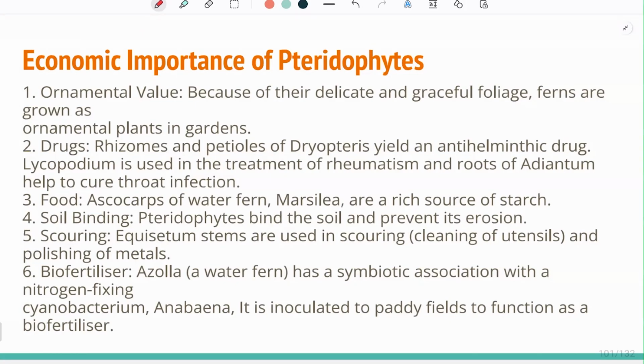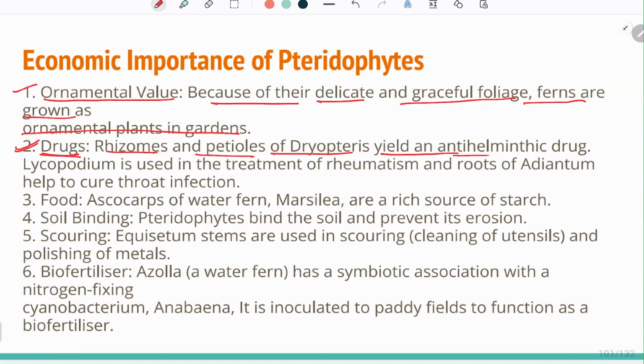And the second is that they are used as ornamental plants because their leaves are very beautiful. So the first one is ornamental plant. Because of their delicate and graceful foliage, ferns are grown as ornamental plants in gardens. So they are usually grown in gardens. Second, drugs. The rhizomes and petioles of Dryopteris yield antihelminthic drugs. Lycopodium is useful in the treatment of rheumatism, and roots of Adiantum help in curing throat infection.